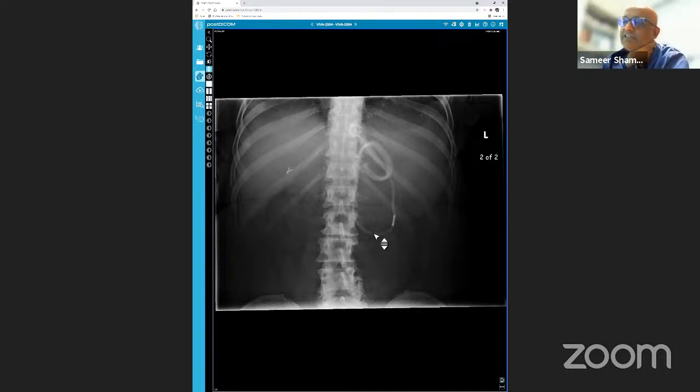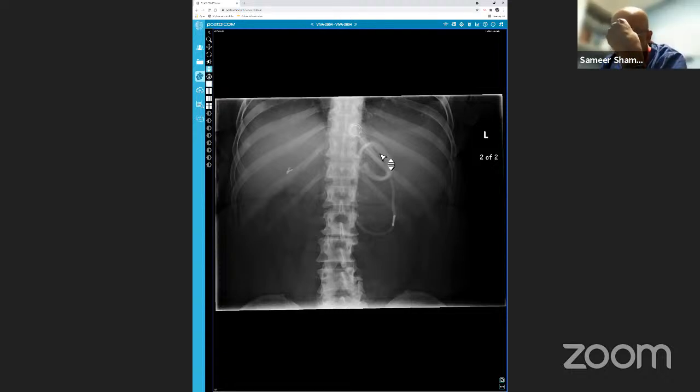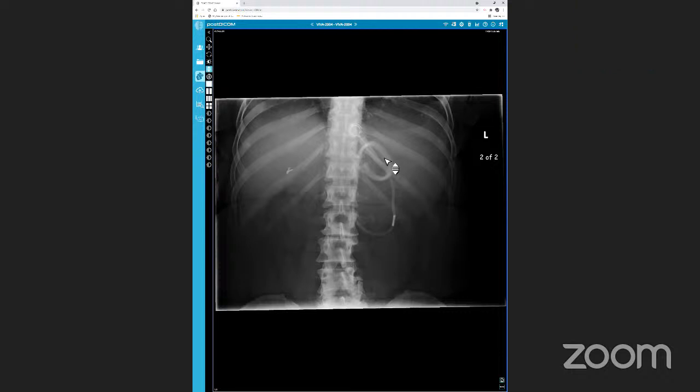When you get a case which you have no clue about, you just do it systematically. So here you can say that I have not seen this before, but it looks like it's in the region of the stomach, so probably it's related to some kind of stomach tubing. You did mention a PEG tube, but that looks a bit more straight and more metallic, doesn't it?